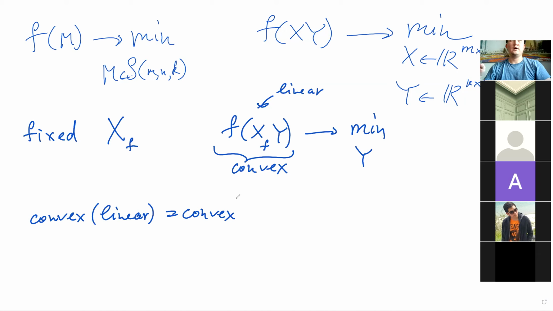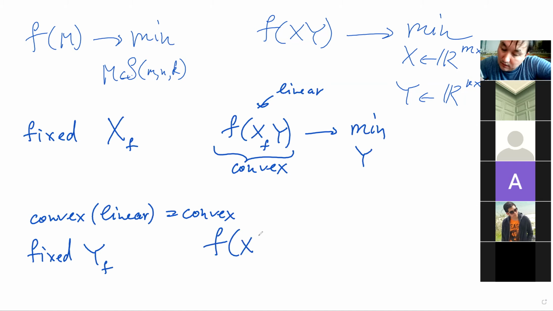And vice versa, if you have fixed Y, then the same is true. You can minimize this thing over X, and again you can solve it because this function is convex. This is a convex function over a linear one. So these two problems can be solved efficiently because they are convex optimization problems.